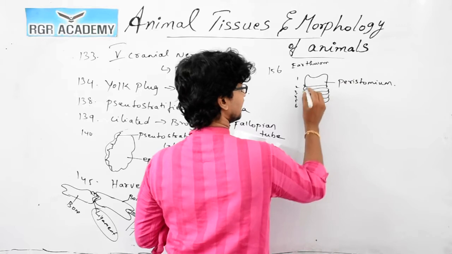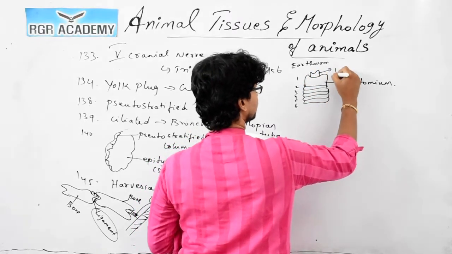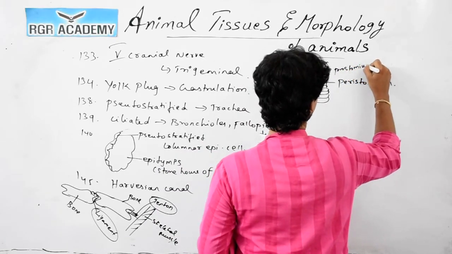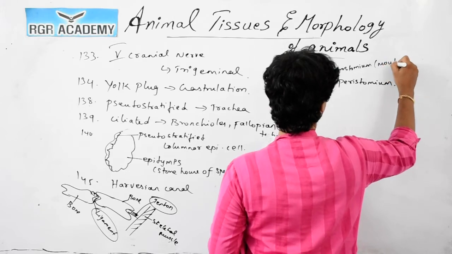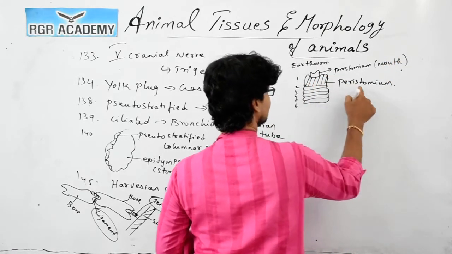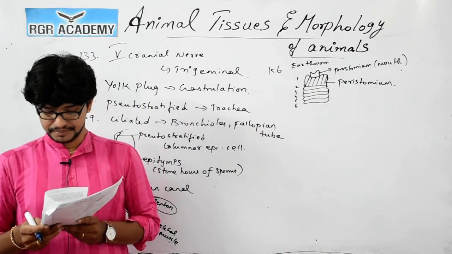So this is the first segment, onto which you could see the mouth like arrangement. This is called as prostomium. Prostomium is the mouth like structure that you could see. So this we already discussed. But the first segment is the peristomium in case of earthworm. So we are done with this part.